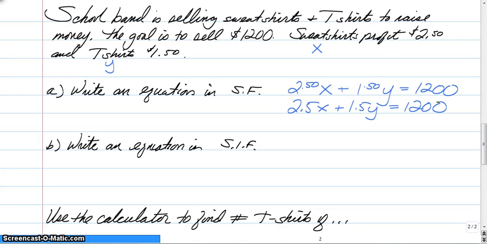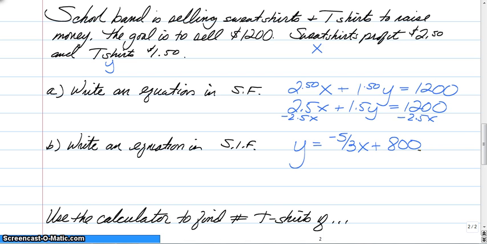Now, in Chapter 1, you guys had practice solving for y. So all you have to do is subtract 2.5x from both sides and divide both sides by 1.5, and your slope-intercept form equation is going to be y is equal to negative 5/3 x plus 800. So that goes back to Chapter 1, just solving for a variable.